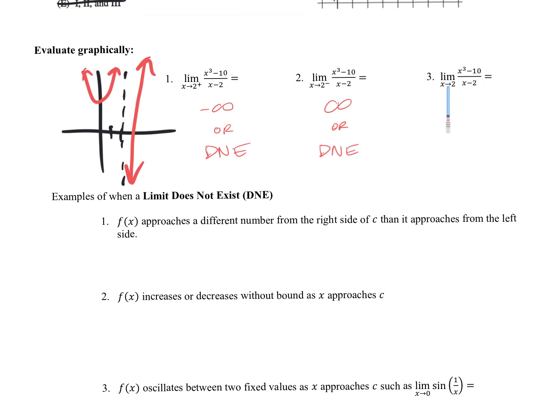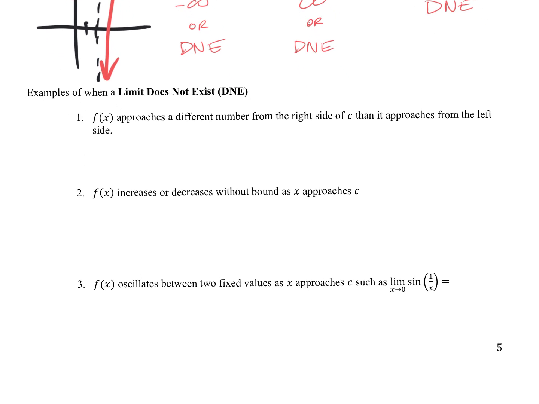Right here, what about 2? Do you agree my lightsabers are going in opposite directions at 2? So we're going to just say does not exist. That one I don't want you to say infinity because one's negative and one's positive. So let's definitely only say does not exist there. Capiche? Okay, great.